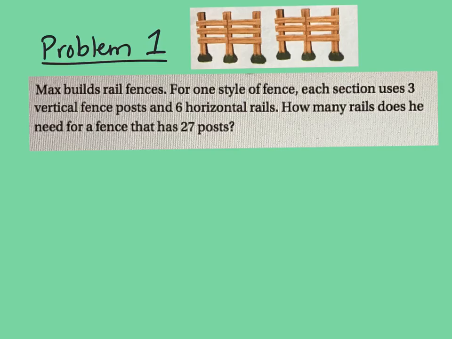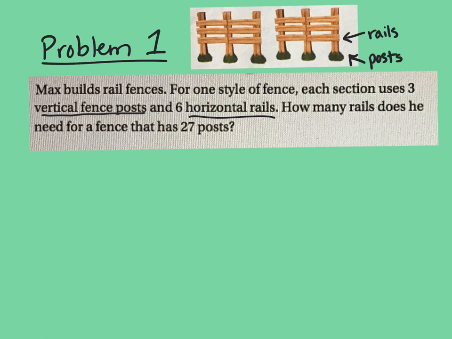Before you attempt problem number 1 on your own, I want to make something very clear to you. They talk about vertical fence posts. Those are called posts when they're vertical. And then they talk about horizontal rails. The ones that go horizontally are called rails. That's important. So pause the video, attempt this, and then check your work with mine.